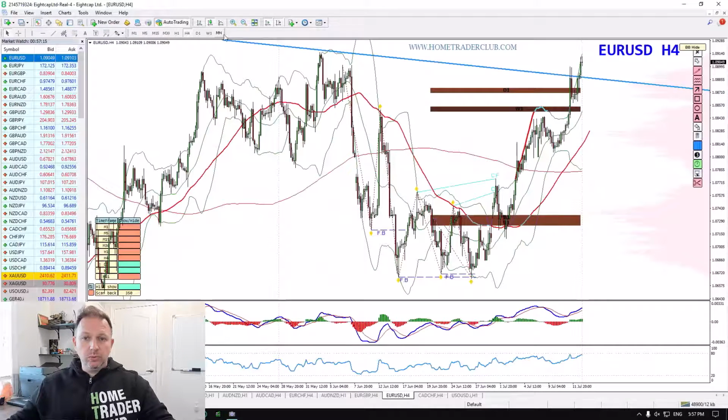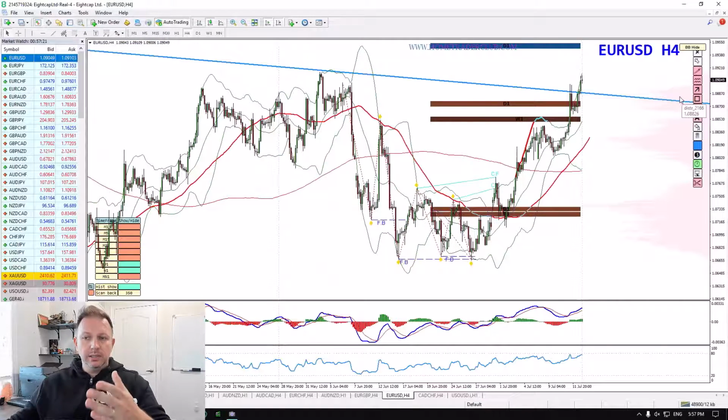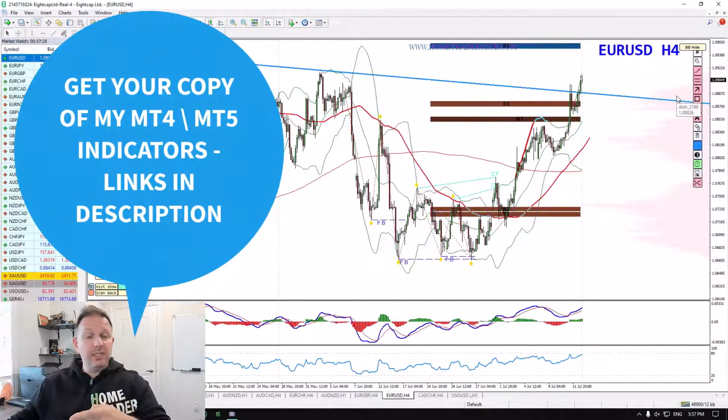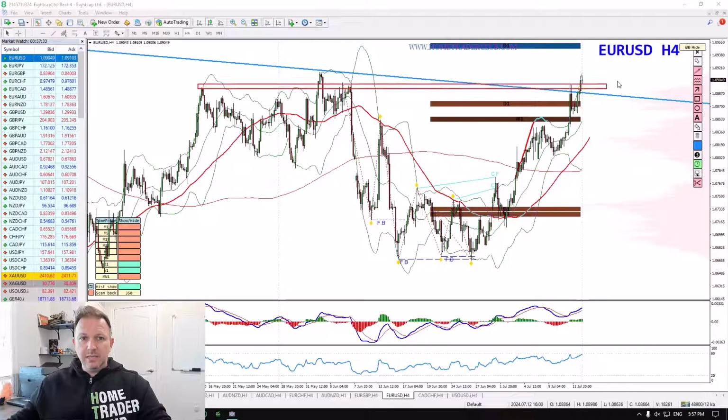If we go to the 4-hour chart, by the way, this tool I'm working with here is my virtual trading pen. You can find all the information about this indicator and all the other indicators below this video in the description. So right now the euro dollar reached a key zone.